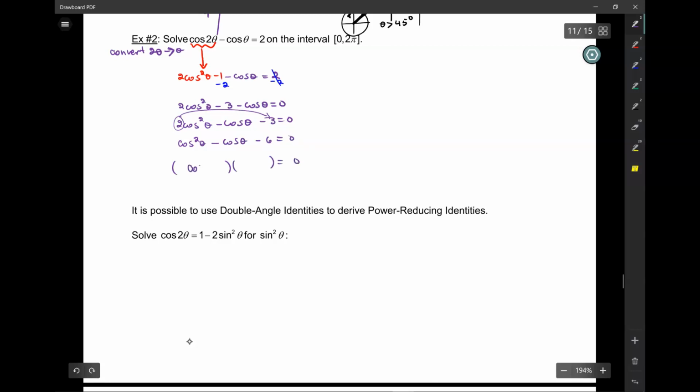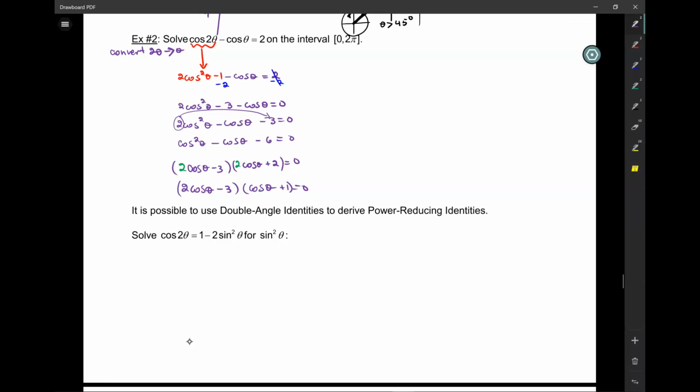So you have cosine, cosine. How am I going to get minus 6 and minus 1? Negative 3 and positive 2. But because I took out the 2, I put it back. So now I have 2 cosine minus 3, cosine plus 1 equal to 0.